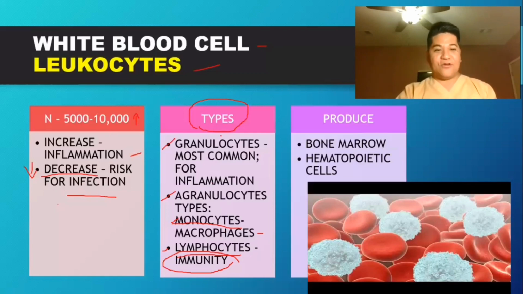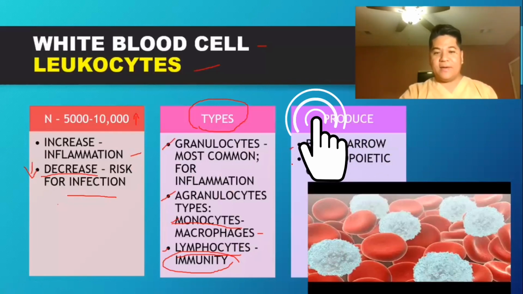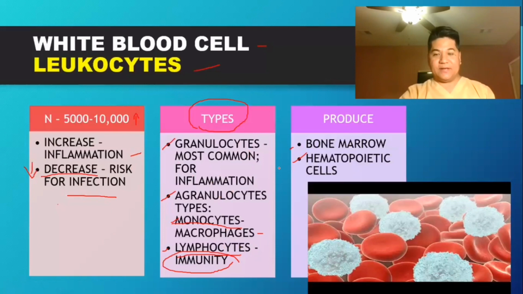Okay, so that's for your WBC. Now, WBC is produced primarily in the bone marrow and hematopoietic cells of our body. So remember, if a person has a bone marrow disease, that's one of the cancers where a lot of clients are not surviving, because they are at risk for a lot of infections or inflammatory reactions in the body.